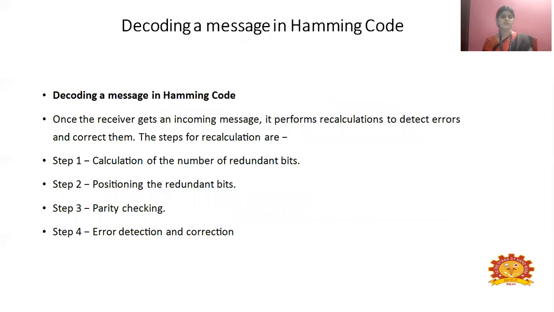Next, we are going to discuss decoding a message in the Hamming code. Once the receiver gets an incoming message, it performs recalculations to detect the errors and correct them. The steps are: calculation of the number of redundant bits, positioning the redundant bits, parity checking, and error detection and correction.